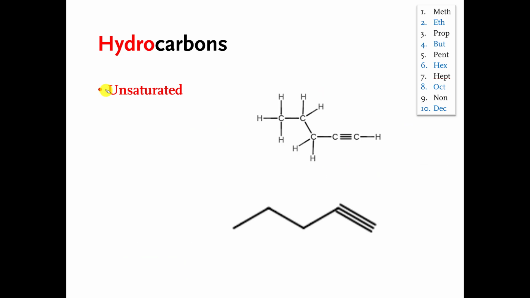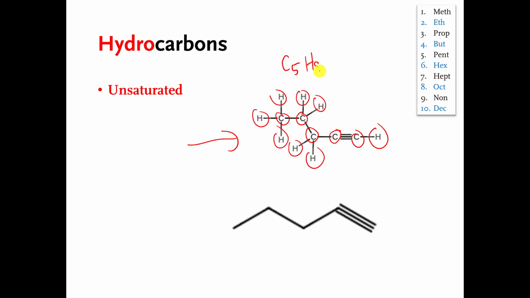So here's another example of a molecule that is a hydrocarbon that is unsaturated. This is also C5, 1, 2, 3, 4, 5. And how many hydrogens? 1, 2, 3, 4, 5, 6, 7, 8. So this molecule's formula is C5H8. This is also unsaturated because it has this carbon-carbon triple bond. And if you remember, that is called an alkyne functional group. All right, so I want you to know the difference between saturated and unsaturated hydrocarbons.